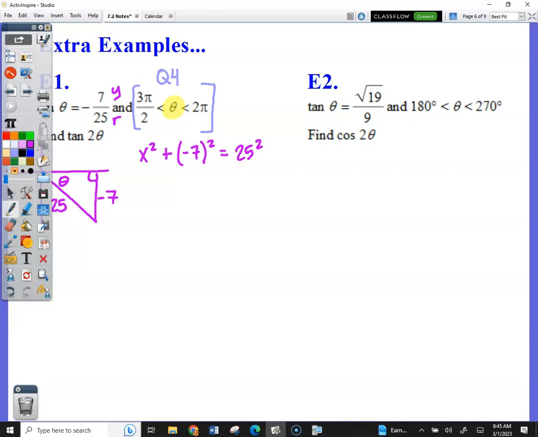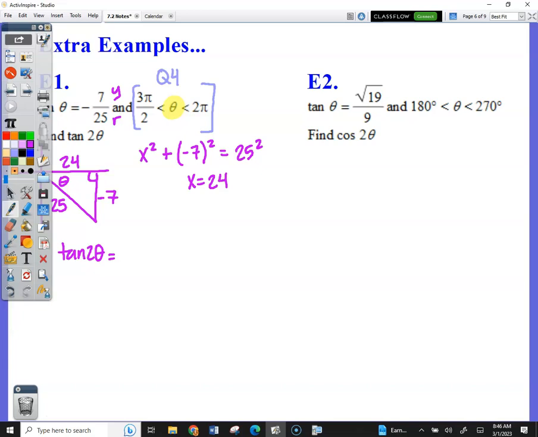You end up with 24, right? Y'all get that? So you would do 25 squared in the calculator, then subtract 49, and then square root it. So the x coordinate is 24. And now this is not saying find all 3 of them. This is saying just find tan of 2 theta.